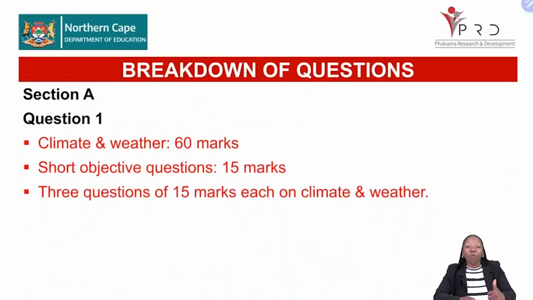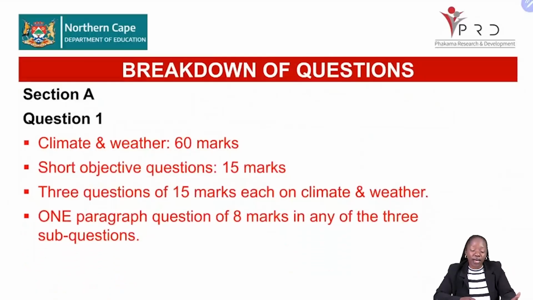Then between your figure 1.3 and your 1.5, there is 1 paragraph question that you will get. Remember, for the paragraph question, you're supposed to give 4 responses in order to get all the 8 marks. That is your question 1. So 15 marks from your short objective questions. Then from your figure 1.3, 1.4, 1.5, it's 15, 15, 15 each, and that gives you a total of 60.